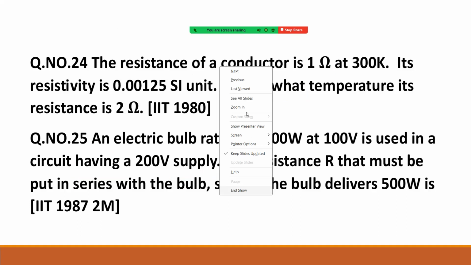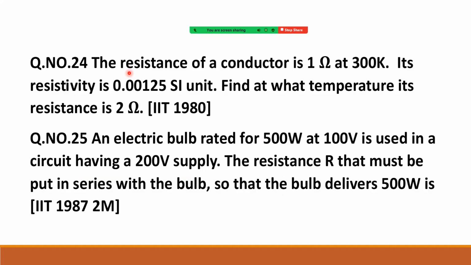See the question given. The resistance of a conductor is 1 ohm at 300 Kelvin. Its resistivity is given. Find at what temperature its resistance is 2 ohm. Okay. See how to solve it.